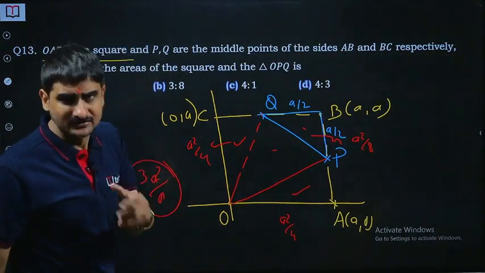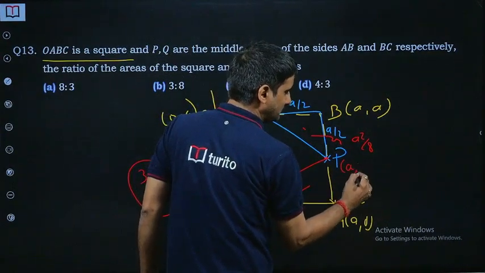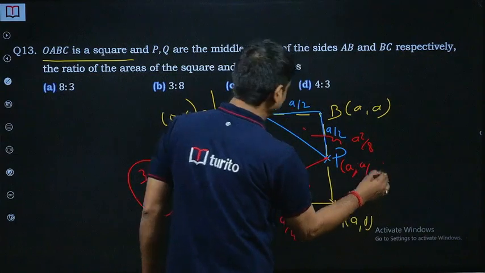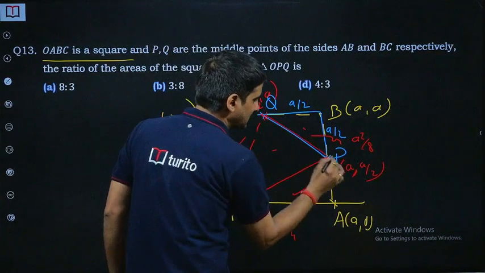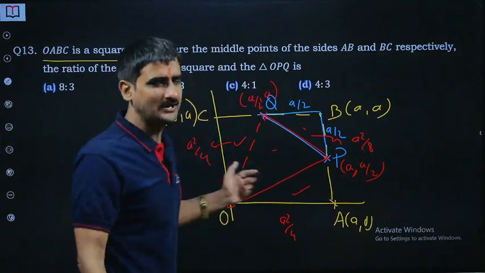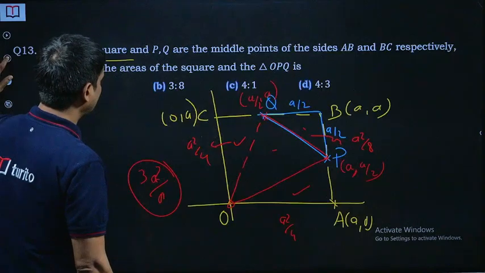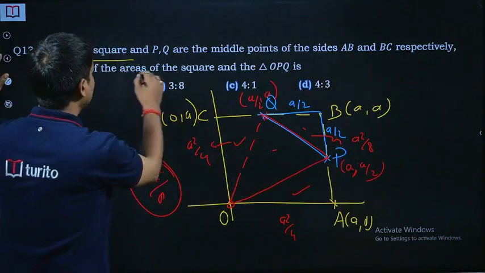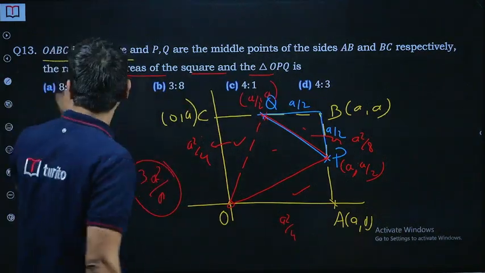Otherwise, the other method could be, you mark this point which is A comma A by 2. You mark this point which is A by 2 comma A, and then you have this line, the perpendicular distance from origin, and then distance between, so half base into height might be other thing. So the answer should be A1, which is wrong, so they might have made a calculation mistake, or they might have taken this ratio in reverse order. Okay, so that's a simple question.